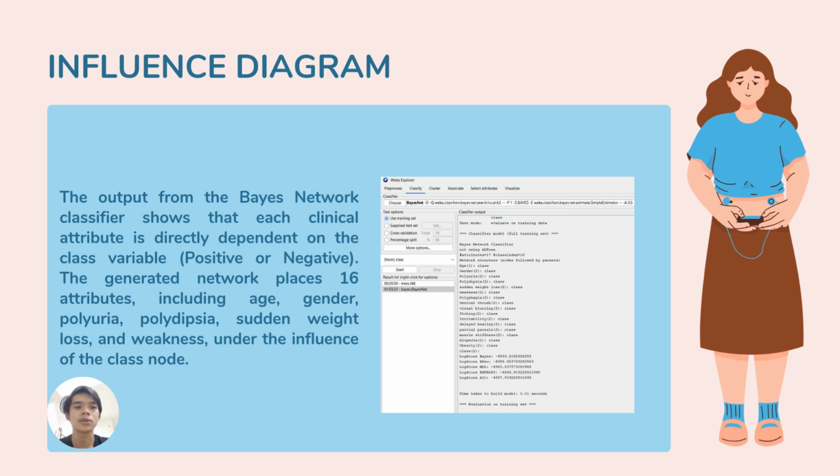Okay, next, this slide shows the influence diagram. From the diagram, we can see that each clinical attribute directly depends on the class variable, meaning the class node represents the diabetes risk result and the other attributes in the model. In total, the network includes 16 attributes. Some of the key attributes are age, gender, polyuria, polydipsia, sudden weight loss, and weakness.